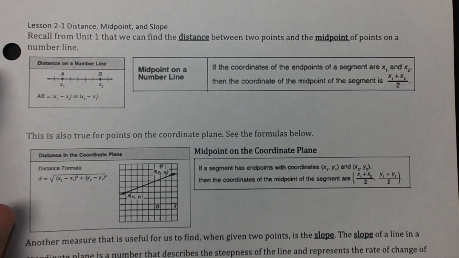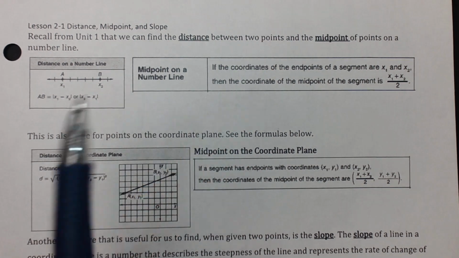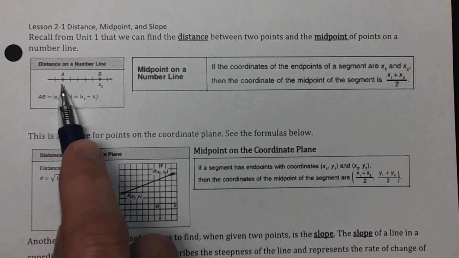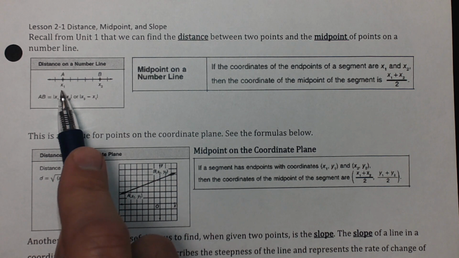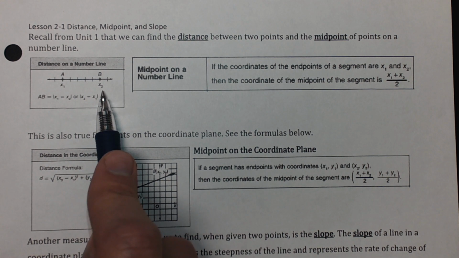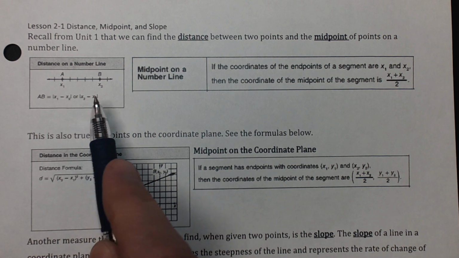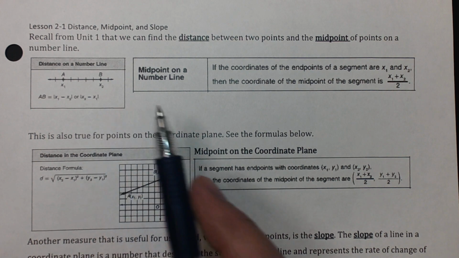So as you can see at the very top, we already learned in Unit 1 that we can easily find the distance between 2 points, and we can also find the midpoint if they're just on a number line. That's quite simple. We learned the distance is just the absolute value of the difference between them. So if you're calculating the distance between points A and B, if A is at coordinate x1 and B is at coordinate x2, you would take the absolute value of x1 minus x2, or you can switch the order. It would be the absolute value of x2 minus x1.